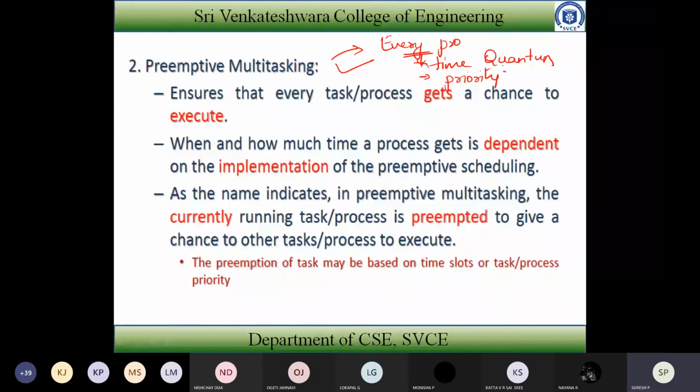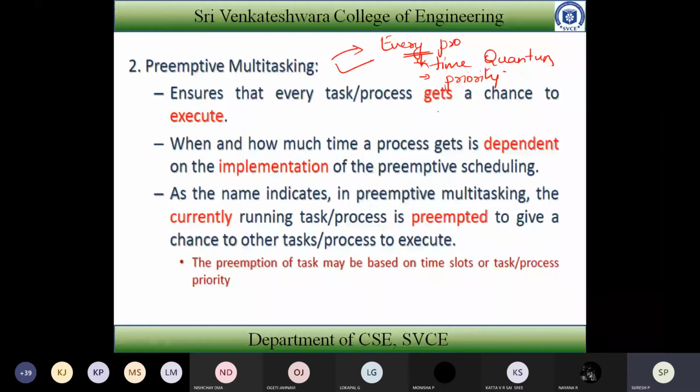Okay, which is having the high priority. So now next comes the question, when is it going to get a chance? We have to ensure that in preemptive multitasking, every process gets a chance to execute.